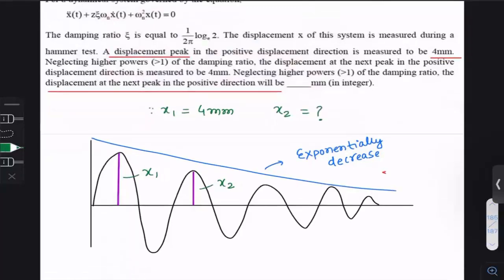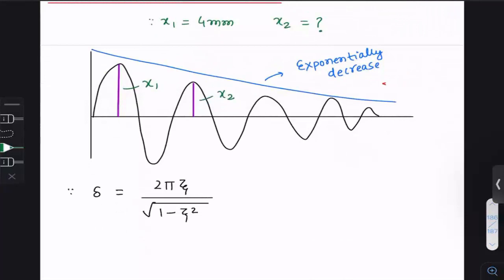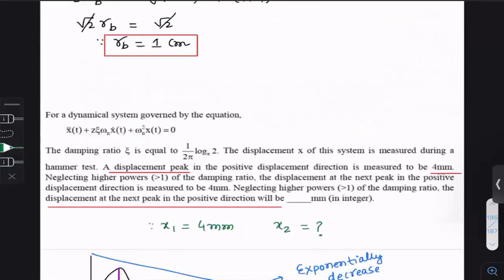That is quite simple. The logarithmic decrement ratio is given to us. So we know very well, my dear, the logarithmic decrement is called delta. Delta is 2 pi zeta by root under 1 minus zeta square. Correct, my dear? So here we can find it out. And delta is also ln x1 by x2. Correct, my dear? So zeta is given to us. Zeta is this ratio.